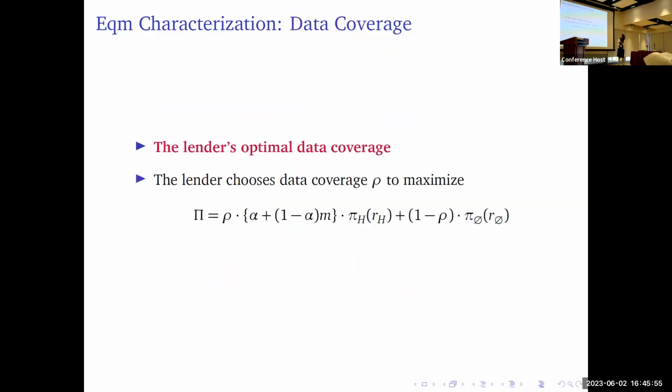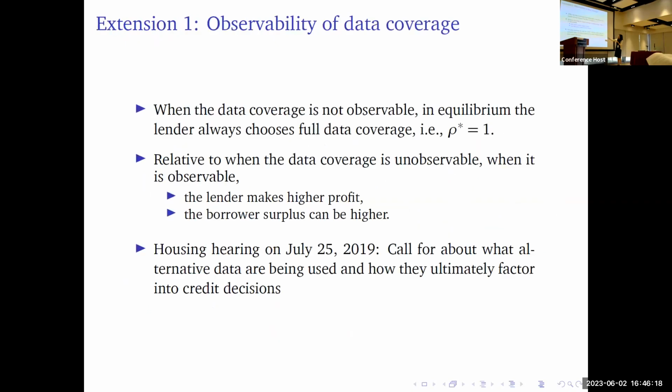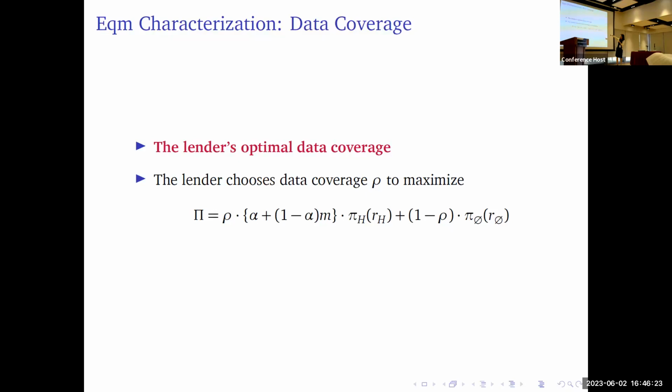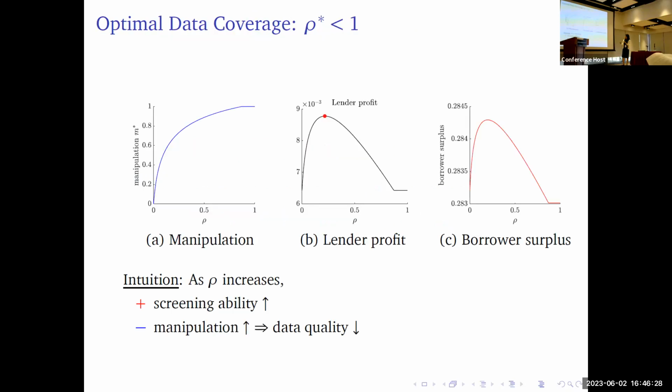Finally, we move back to the first stage. We need to characterize what is the optimal data coverage in this economy. So the lender, when choosing this data coverage, will understand the subsequent manipulation decision and the subsequent optimal interest rates. So they will decide what will be the rho that maximizes the profits. Okay? So the profit is characterized as big pi. This is the key result of this model.